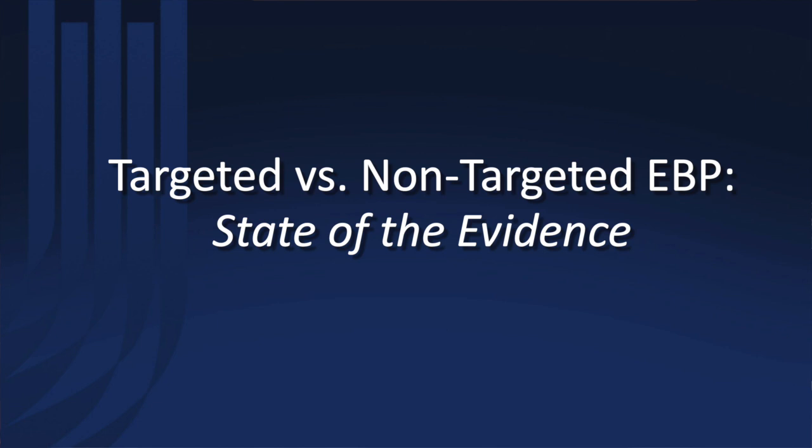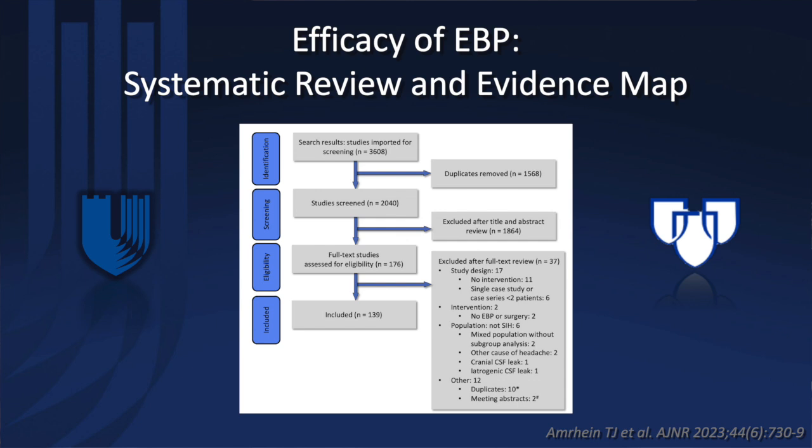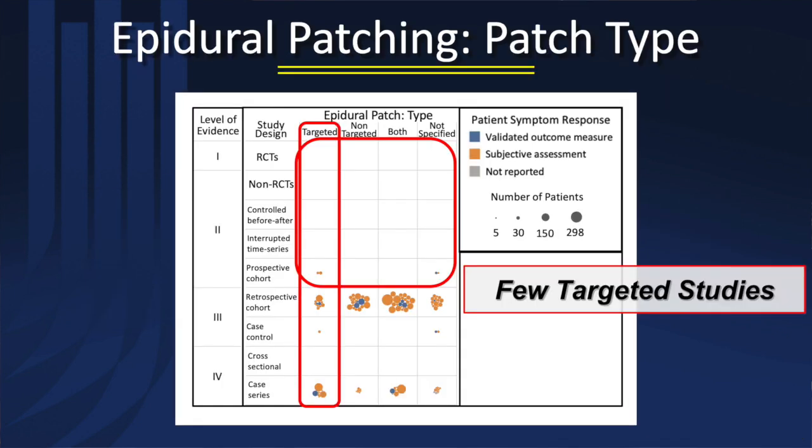What is the state of the evidence, though? This is where I want to transition away from our tongue-in-cheek discussion between me and Levi about targeted versus not targeted. What I really want to talk about is a shared component, where we're going to talk about the state of the evidence. And this is a systematic review and evidence map that we put together, Duke and Mayo, a while back. And some of the stuff from this I think is really interesting.